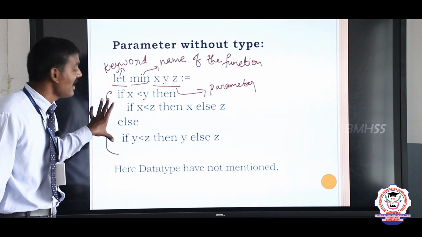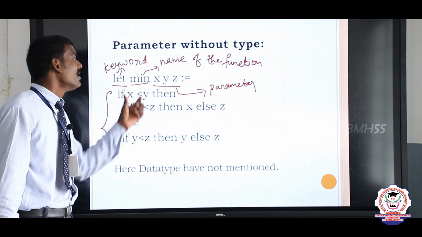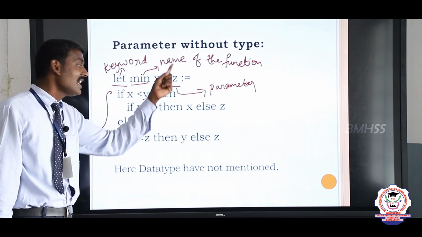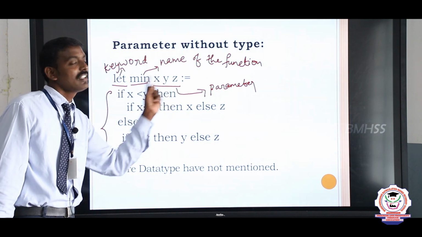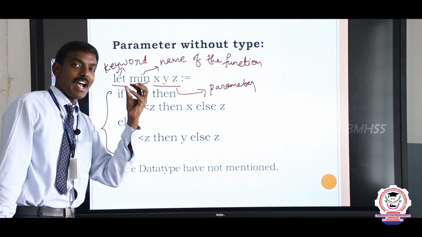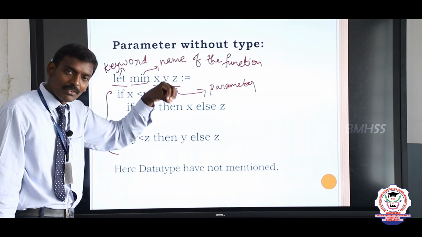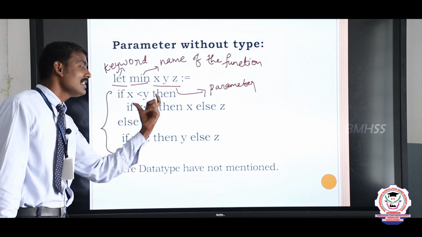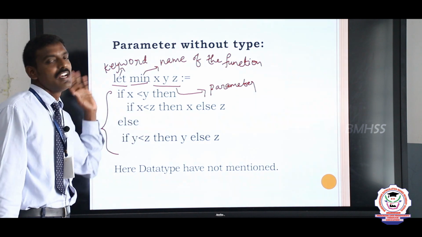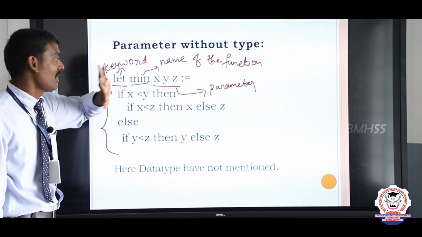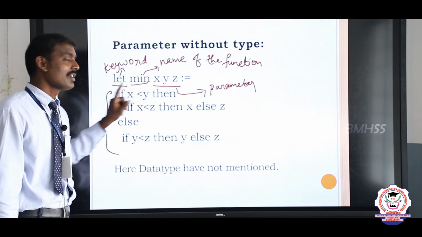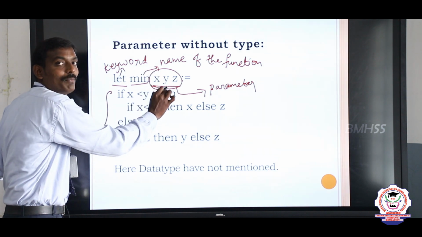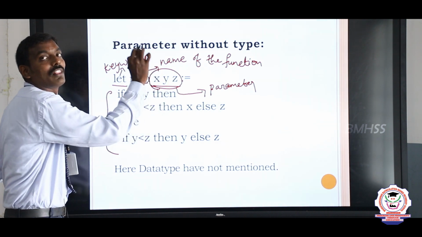These are the statements that will execute in the function definition. In this function, we want to find the minimum of 3 numbers. X is one number, y is one number and z is one number. The x variable can have some value, y can have some value, z can have some value. These 3 variable values are compared and we get a result. Parameter without type means in the parameters x, y, z we can't mention any data type.